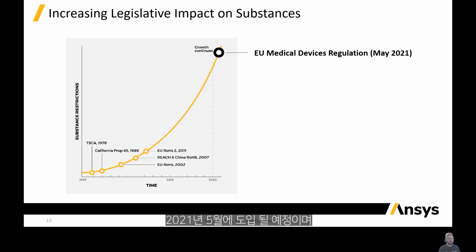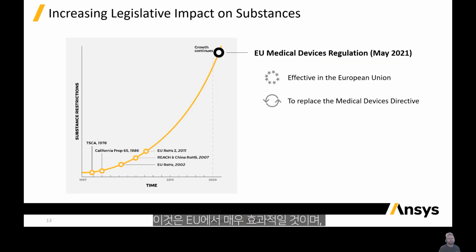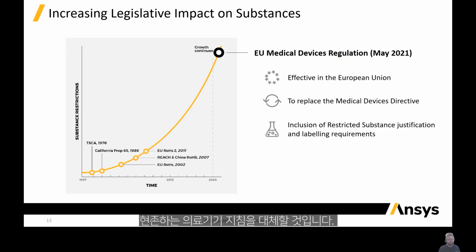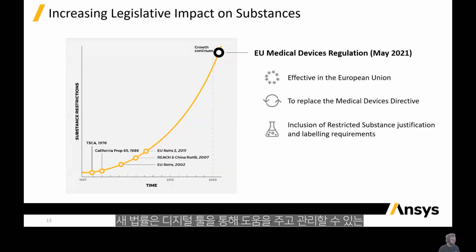And one of the biggest legislations that's coming up in the healthcare space is EU MDR, or the EU Medical Devices Regulation, which is actually set to be deployed this month. So what this is going to do is it's going to be effective in the European Union, and it's going to be replacing a medical devices directive that already exists. But there's going to be the inclusion of a list of restricted substances that require justification and labeling. They're going to exist in a device, and any new product that's going to be sold in the EU will have to make this EU MDR justification. So this is a new legislation that needs to be tracked, managed, and be able to have it as a factor in your approval process.